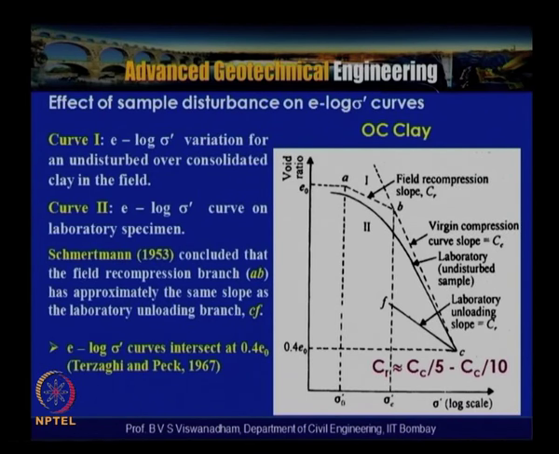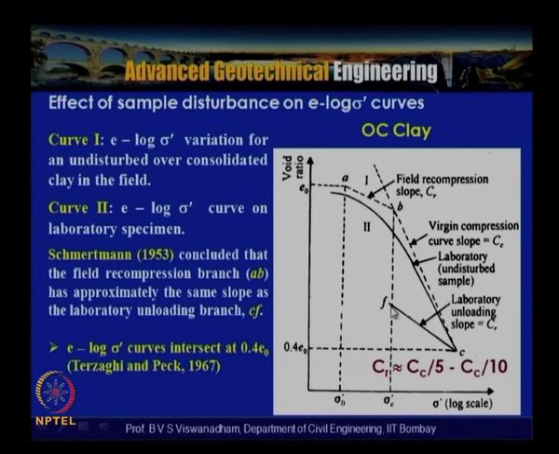Now if you are testing an undisturbed sample, you can see that the initial portion is flatter, and then again it changes into the normally consolidated mode, and again it meets at point C. And when the rebound happens, that means once the unloading happens here in the laboratory, the CF segment is the laboratory unloading portion.